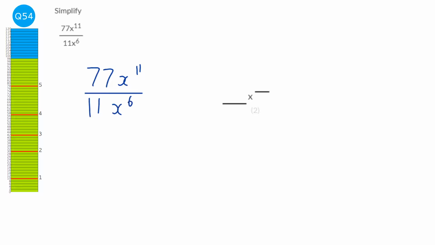Okay, so we've got numbers and we've got letters. Let's focus on the numbers first. We've got 77 over 11. So 77 divided by 11 is just 7. So the answer will just be 7 with the numbers. And here we've got x to the power of 11 divided by x to the power of 6. When you divide powers of the same base, and they're both x, you take them away. So you do 11 take away 6, which is 5.